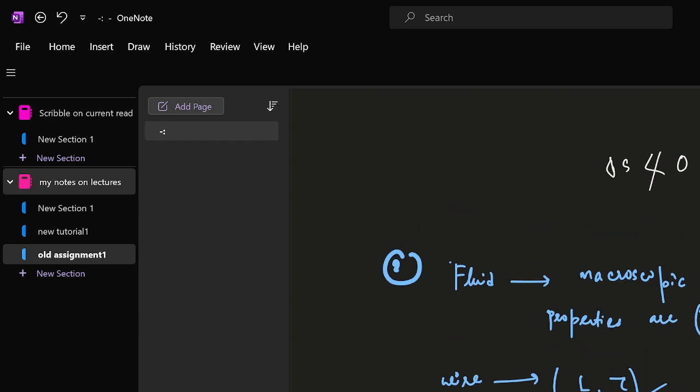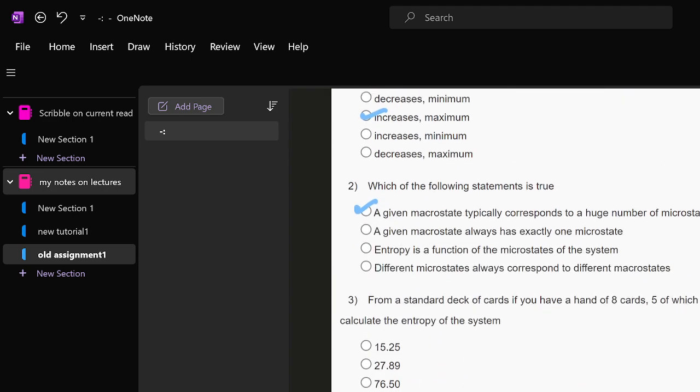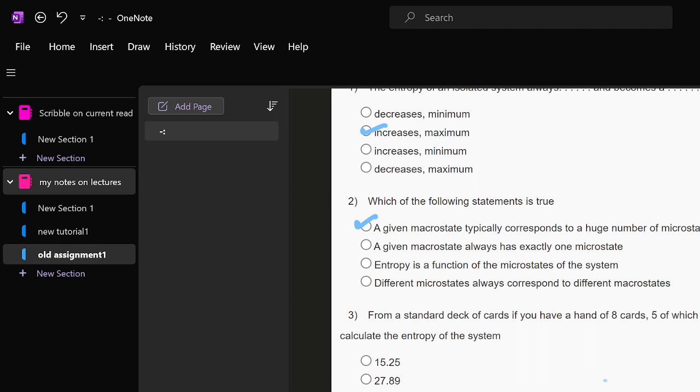So this was our first option that we marked to be correct. And let us now look at the other options. The second option was: a given macrostate always has exactly one microstate. This is obviously false, because just now I told you that for a given macrostate there can be many different microstates, not exactly one.